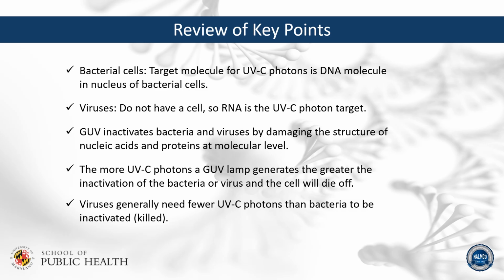GUV inactivates bacteria and viruses by damaging the structure of either the nucleic acids or the proteins at the molecular level. The more UVC photons a GUV lamp generates, the greater the inactivation of the bacteria or virus, and the cell will die off, meaning it will be inactivated. Viruses generally need fewer UVC photons as compared to bacteria to be inactivated.